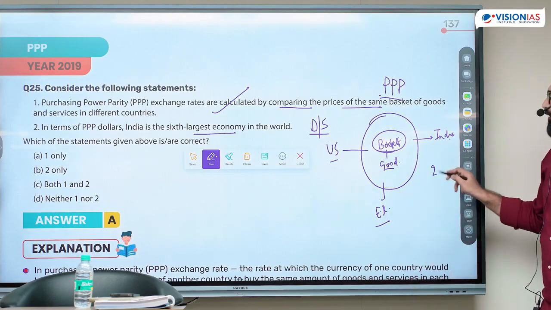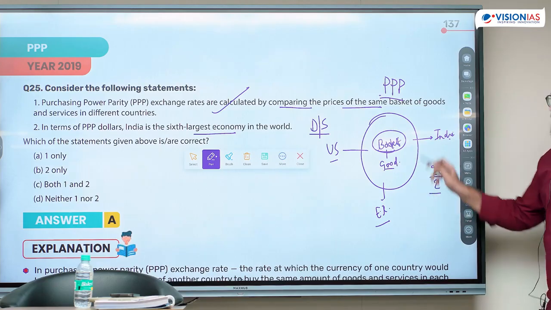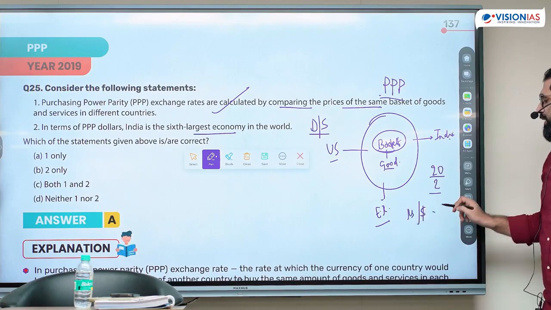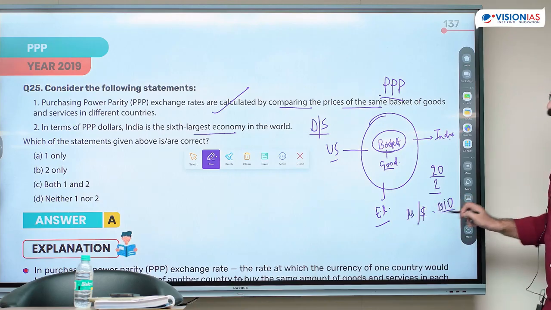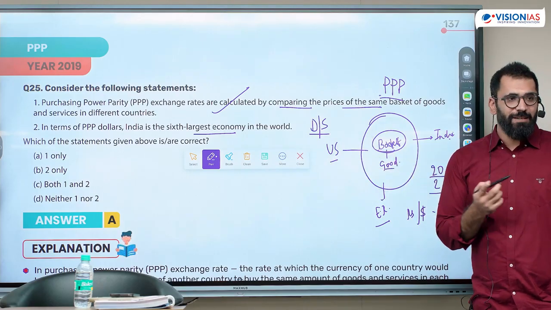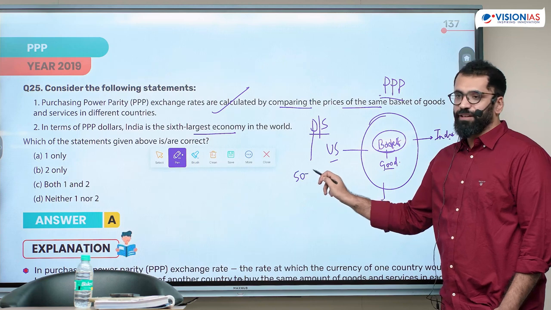So for example, I'm getting it for 20 rupees and in US I'm getting it for $2. That means the rupee to dollar exchange rate is 10 rupees to $1, right? But in the market exchange rate, India always has a demand for dollar but less supply. That means here I will have a rate somewhere around 50, 60.